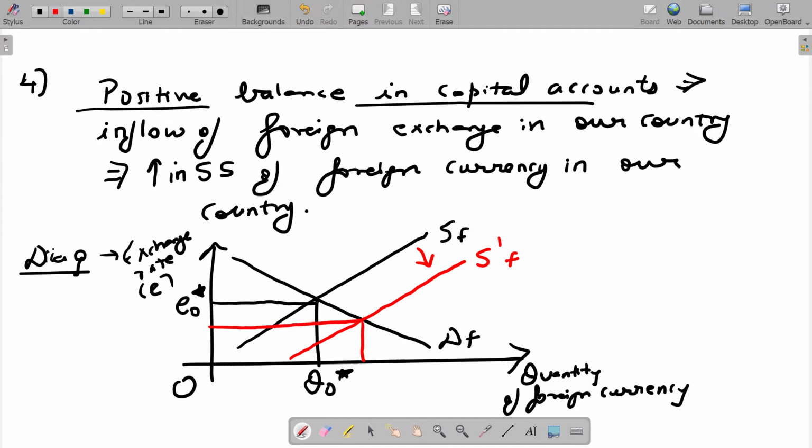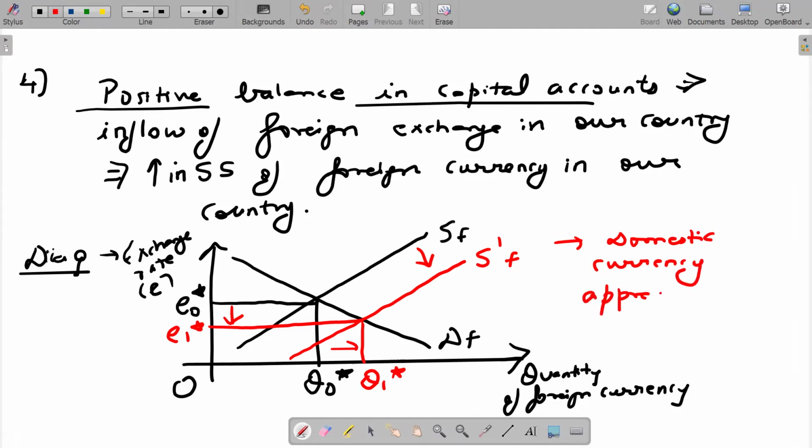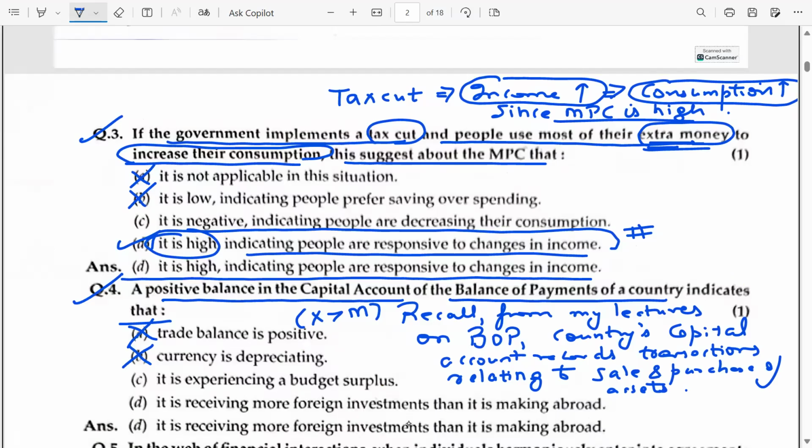If it shifts to the right, you will see that the domestic currency will appreciate. So you see that the domestic currency appreciates. This is appreciation. Recall this from my lectures on exchange rates. The domestic currency appreciates instead of depreciating. So if I come back to the paper, you can clearly see that currency depreciating is not the correct answer. Is it experiencing a budget surplus?